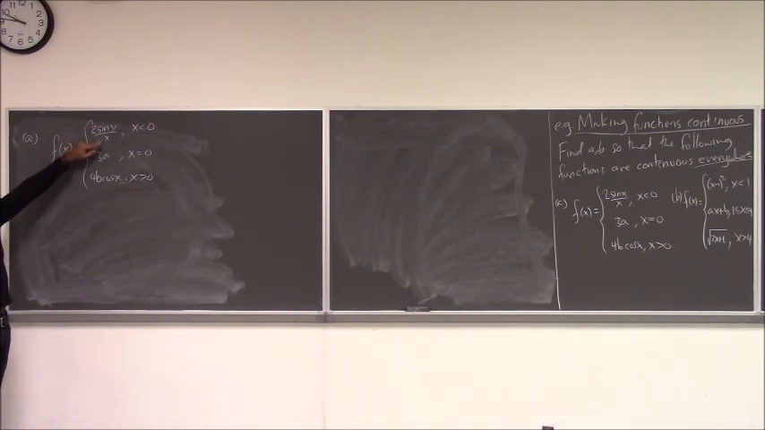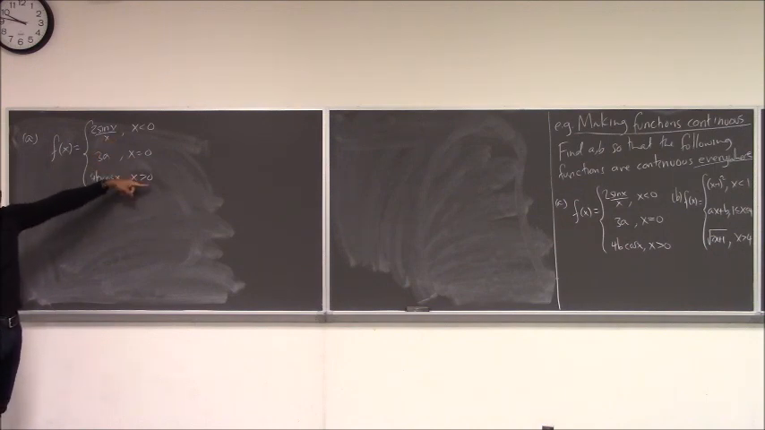So we have to make sure we don't divide by zero, so x equals zero is the only place that potentially has a problem. 3a, well, if a is a number, then 3a is just a constant function. That also doesn't have a problem. Same thing with cosine x, that's also defined everywhere, so literally the only thing we have to worry about here is the point x equals zero.